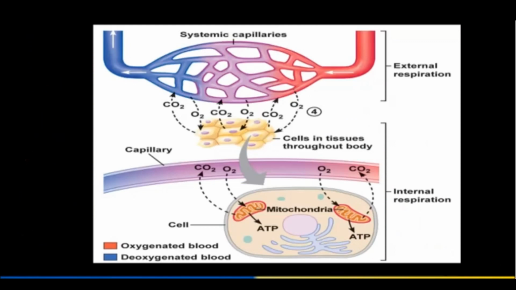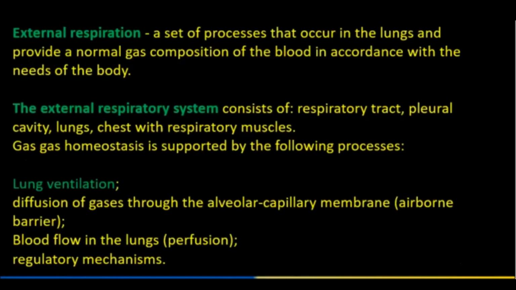The exchange between oxygenated blood and deoxygenated blood, and the connection between arteries and capillaries, is very important in internal respiration and external respiration. These are other moments in breathing. External respiration is a set of processes that occurs in the lungs and provides a normal gas composition of the blood in accordance with the needs of the body.